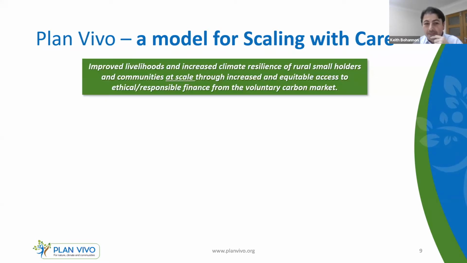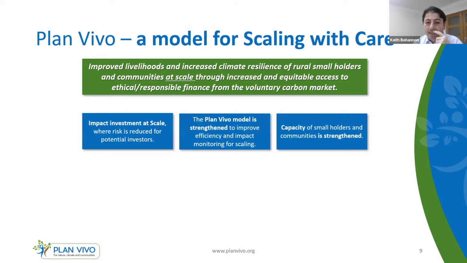So our aim is to improve livelihoods and increase climate resilience for rural smallholders and communities, and to do this at scale within our existing model. To do that, we see three areas where we want to strengthen. One is increasing the potential for impact investment at scale, where we have improved practices, systems, and processes where risk can be reduced for potential investors and for projects.